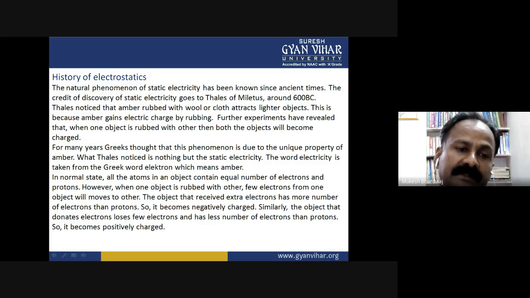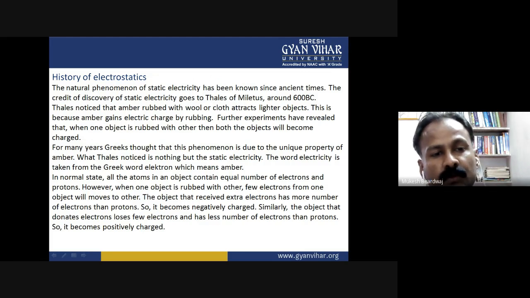For many years, the Greeks thought that this phenomenon was due to the unique property of amber. What Thales noticed is nothing but static electricity. The word electricity is taken from the Greek word electron, which means amber.